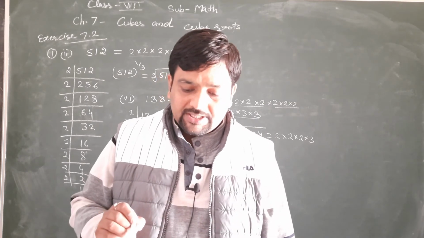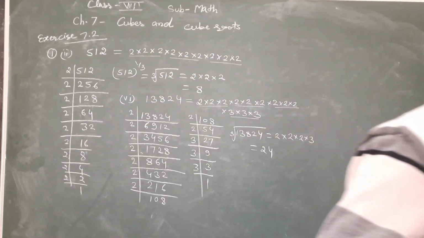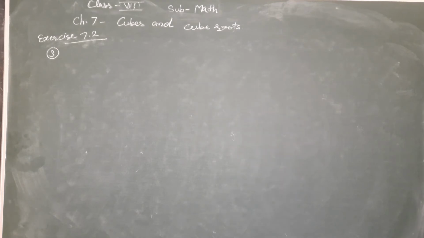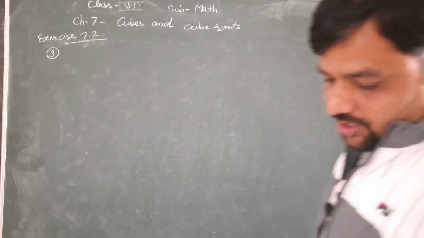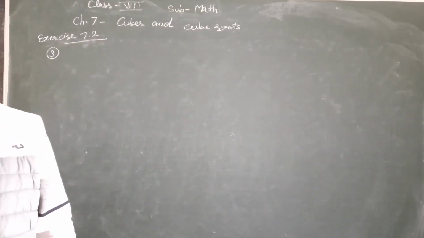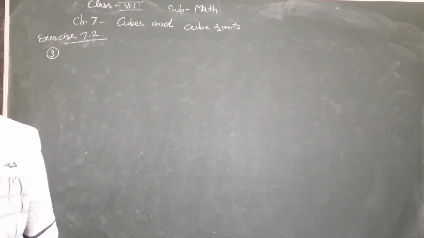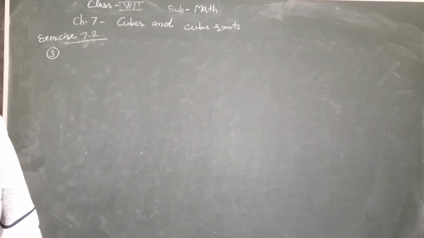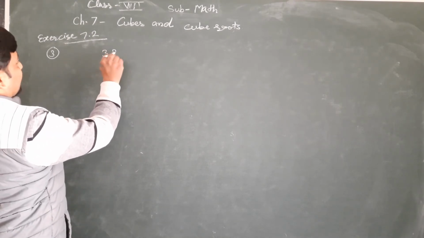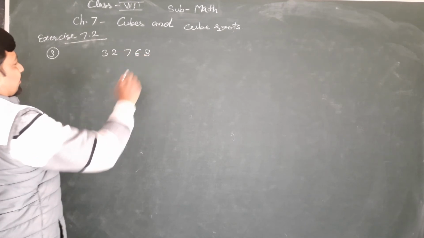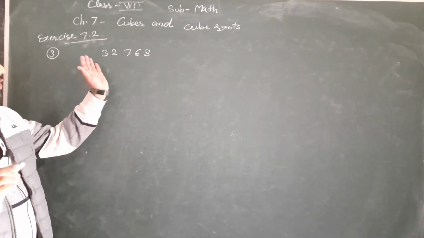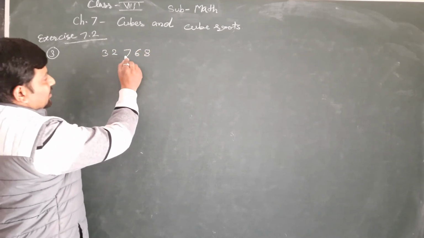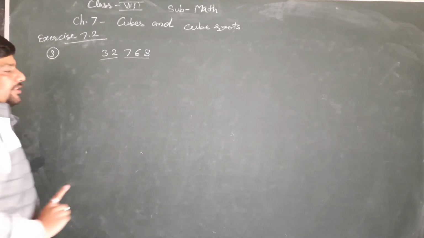So try to solve them. Next we have question number 3. Question number 3 is, without prime factorization, by guess find the cube root of 32768. To find the cube root of 32768, first of all, from the unit digit, make the pair of 3 digits. That's the 3 digits, and left are only 2 digits.